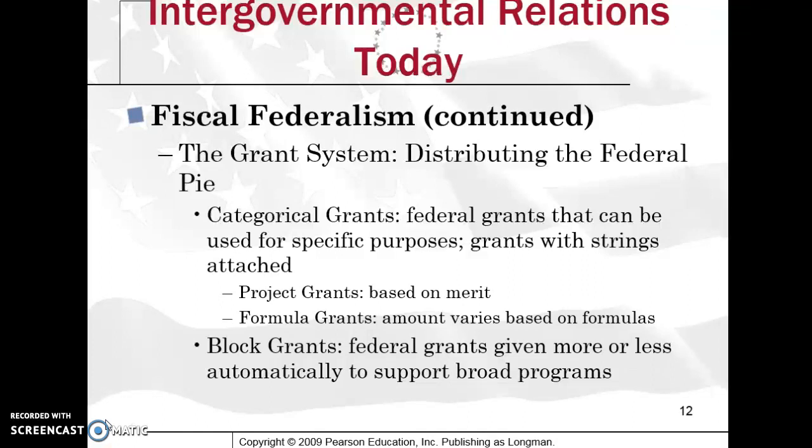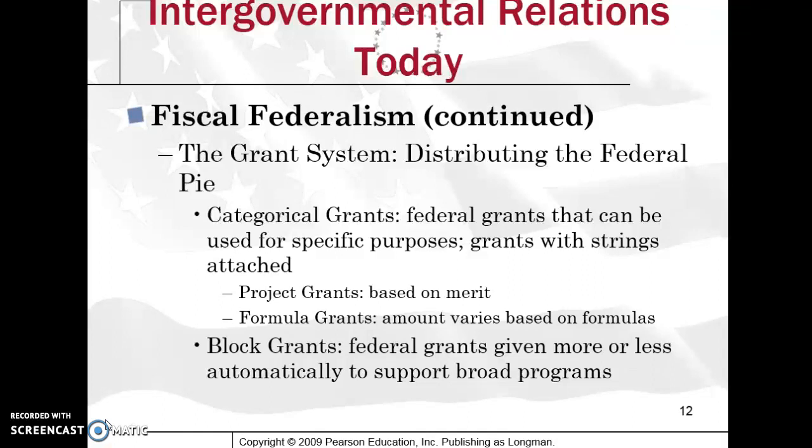Block grants, on the other hand, are chunks of money given by the federal government to states without strings attached. Grants are given to state and local governments to spend on a broad category, and the state gets to decide how to spend the money. The use of block grants is preferable to state leaders because they want to operate freely of too much control from Washington.